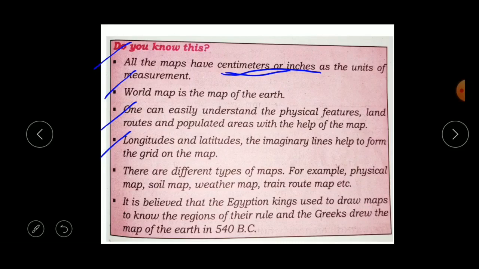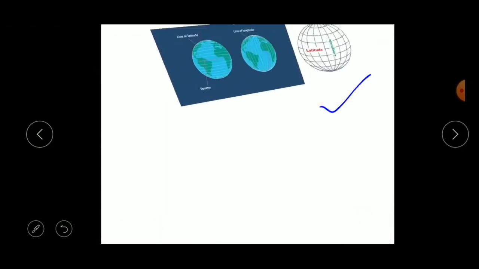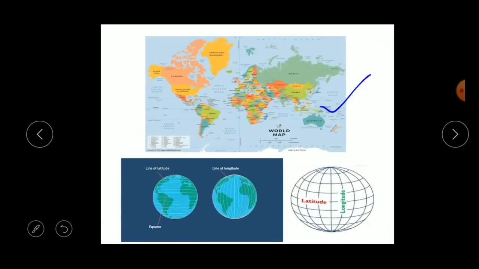Okay, next point is, longitudes and latitudes, the imaginary lines, help to form the grid on the map. So these longitudes and latitudes are the imaginary lines that we find on the globe, on the earth. Okay, here can you see this? These horizontal lines are called the latitudes, whereas these vertical lines are called longitudes. What is the meaning of these latitudes? The lines which run in the east-west direction across the earth are called the latitudes.